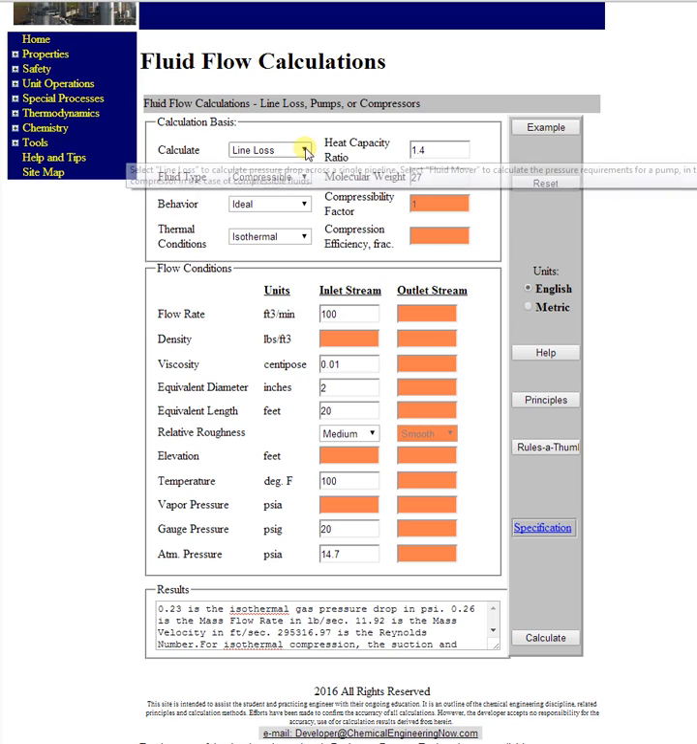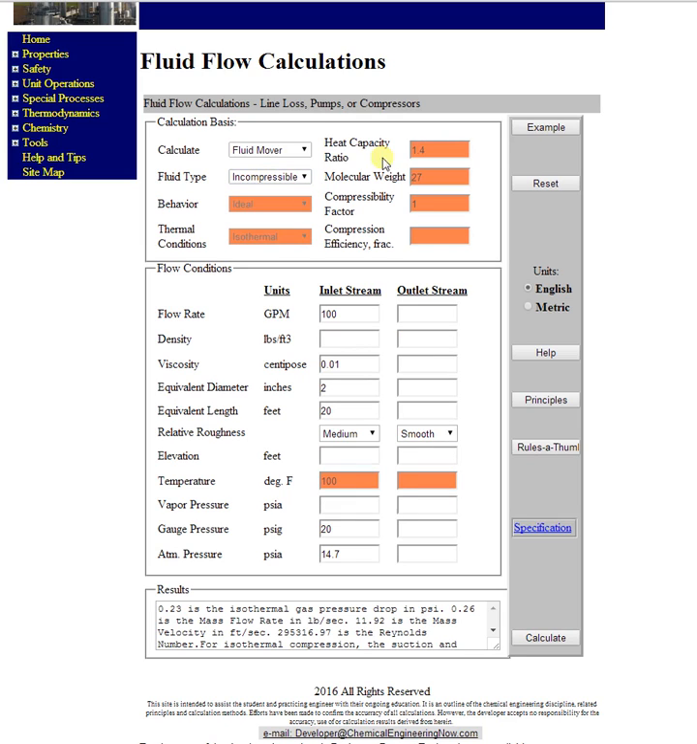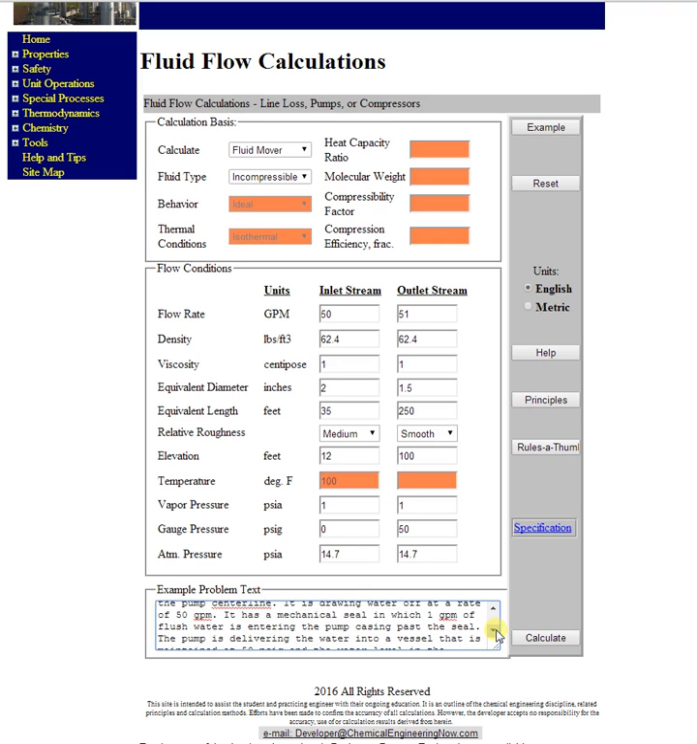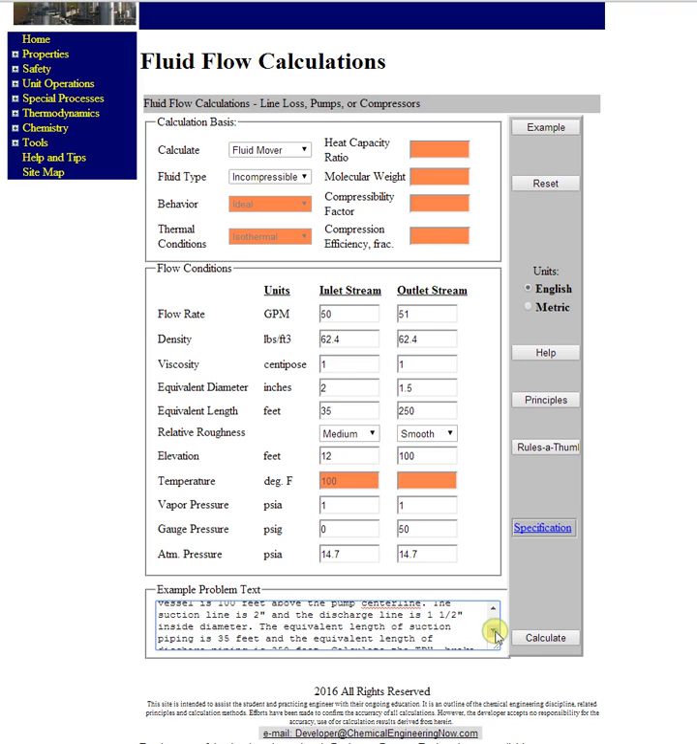Now let's look at an example of a fluid mover for the incompressible case, that is, such as a pump. In this case, a pump is removing water from an atmospheric storage tank in which the level is maintained at 12 feet above the pump center line. It is drawing water off at a rate of 50 GPM. It has a mechanical seal in which 1 GPM of flush water is entering the pump casing past the seal. The pump is delivering the water into a vessel that is maintained at 50 psig, and the water level in the vessel is 100 feet above the pump center line.